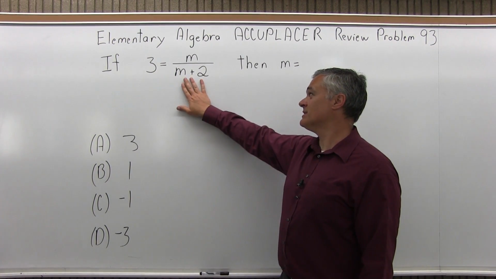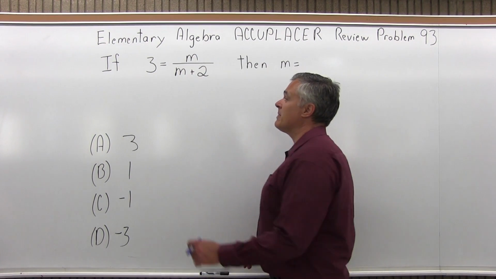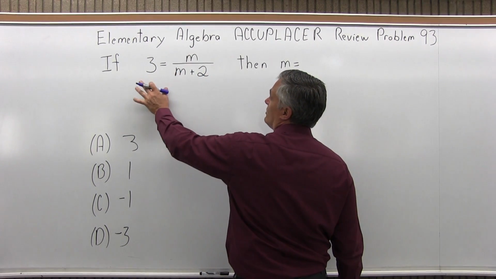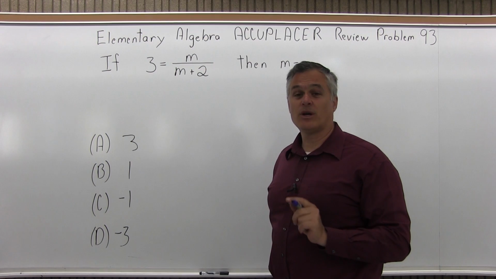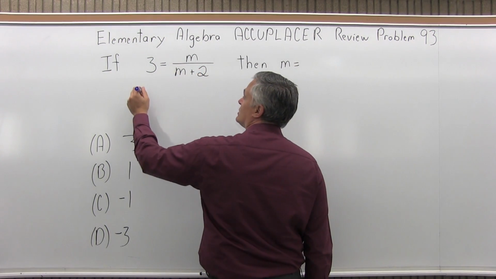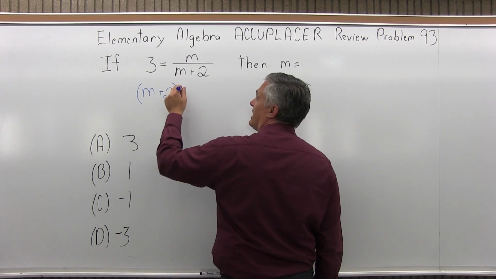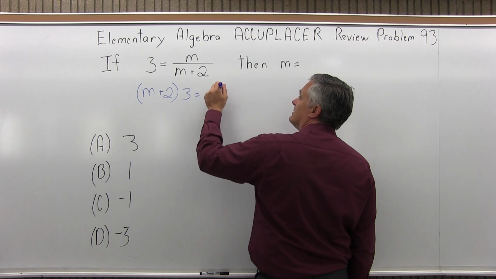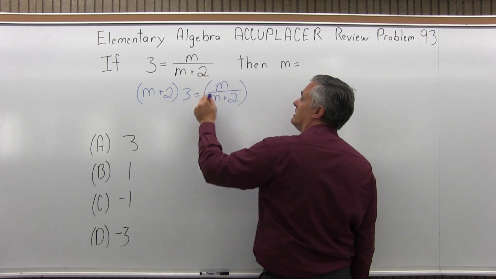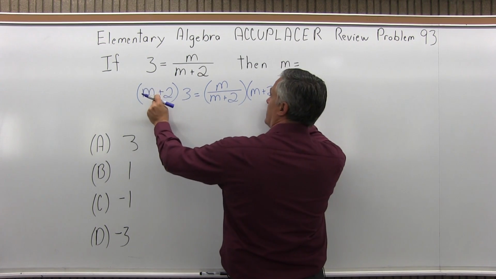Well, what makes it tough is the fraction, m plus 2. Well, I can deal with that. Remember the rule for algebra, when you have an equation, you can do anything you want as long as you do the same thing on both sides. So what I want to do on both sides is multiply times something that will cancel that denominator. So on the left, I will do m plus 2, the denominator, times what's on the left, equals the right side, m over m plus 2, times m plus 2. That's legal. I did the same thing on both sides.